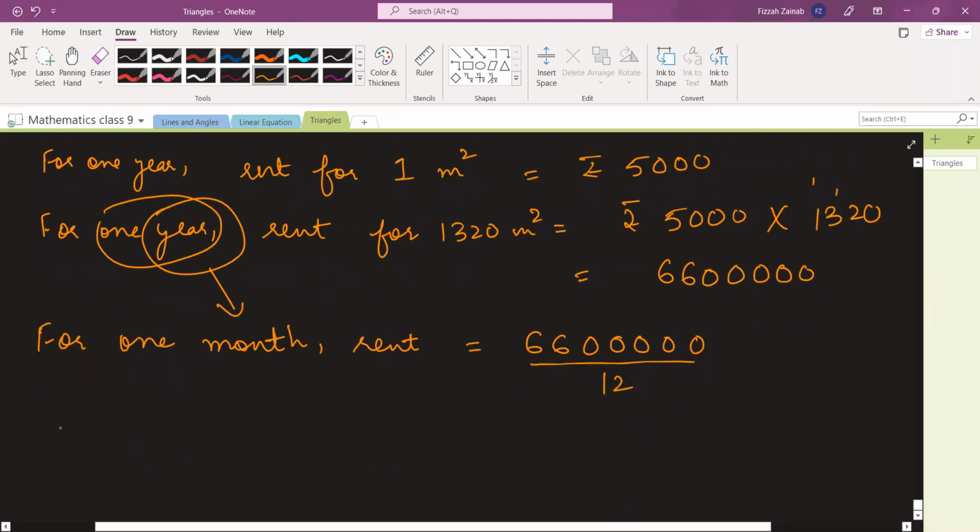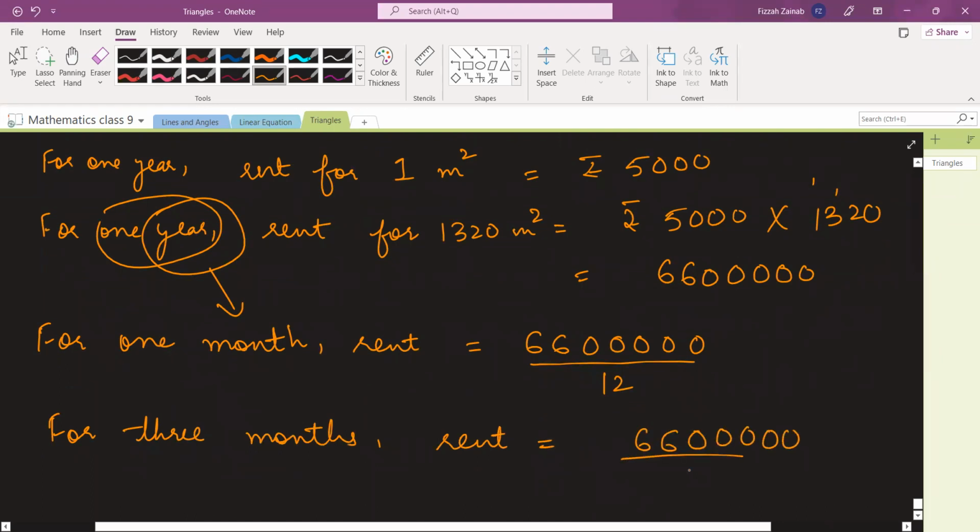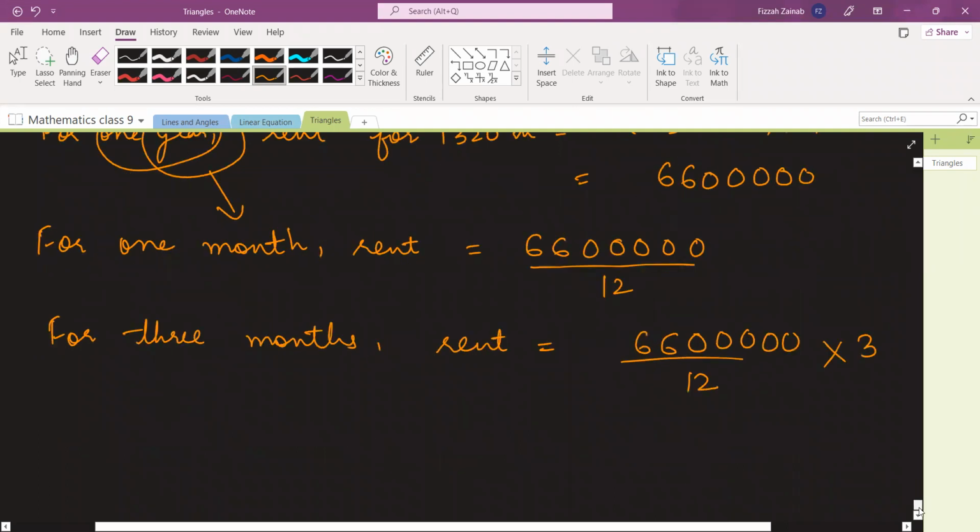Now you are interested in 3 months. So for 3 months your rent will be 660000 divided by 12. So this is for 1 month and then multiply by 3. Now is this clear? Yes. Now you can just do the calculations. That's it.